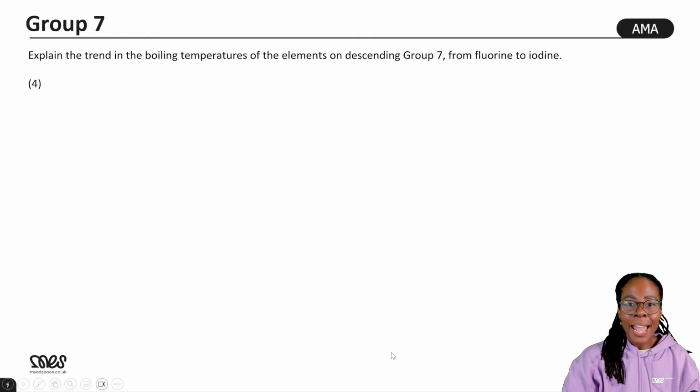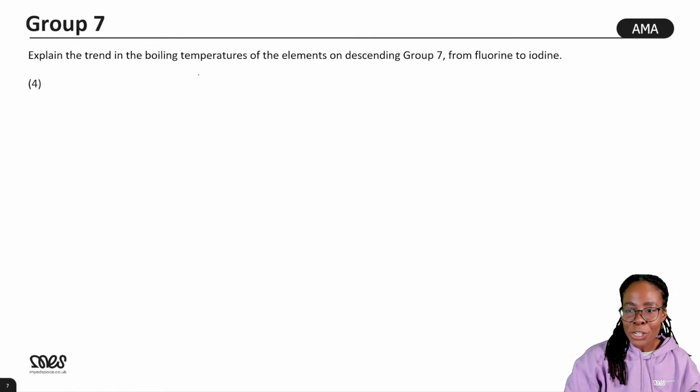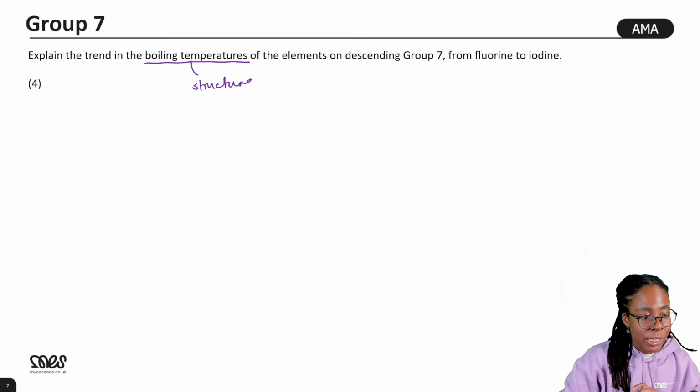Explain the trend in boiling temperatures of the elements on descending group 7. Okay, anyone in GCSE, you can answer this as well. Again, we're not talking about reactivity, we're talking about boiling temperature. When we're thinking about boiling temperature, we are considering the structure and what holds that structure together.